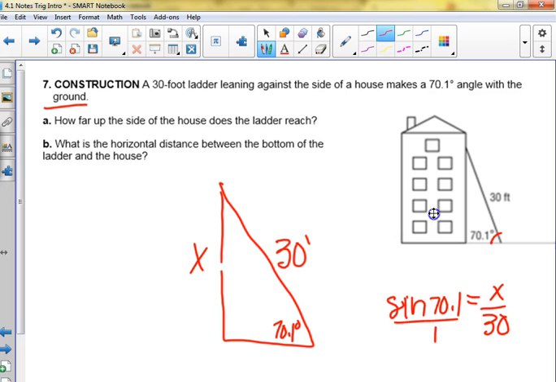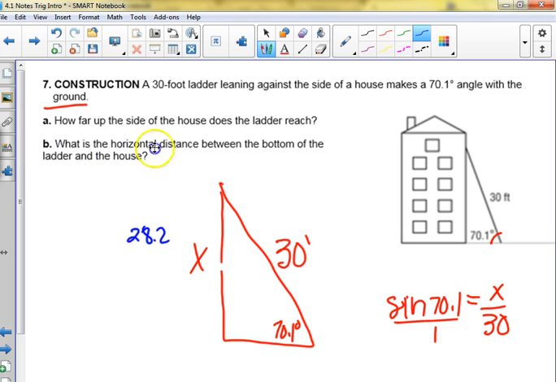I had 28.2. Reasonable? Should be less than 30, yes. How do I know it should be less than 30? Well, it should be less than the length of the ladder, but yes, the leg is always shorter than the hypotenuse, right?